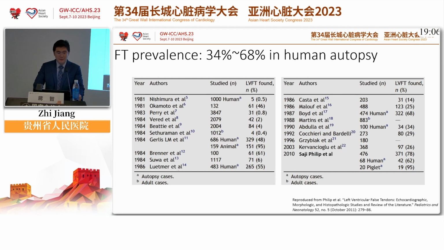The false tendon was prevalent in 34 to 68% in human autopsy studies, but the presence in echocardiography studies varied from 0.5% to 78%.